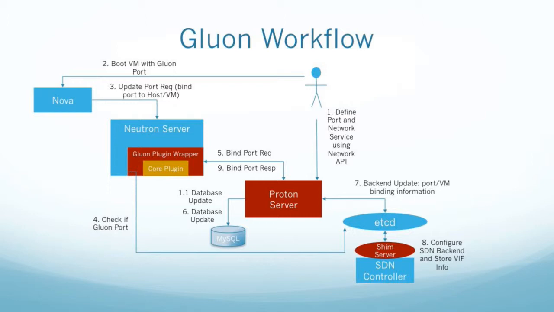And then the Proton server actually waits for that to be updated, and then it sends its response back to the Neutron server and goes back to Nova. And this synchronization is actually important because Nova needs the VIF information when it's creating the VM to actually get it plumbed properly on the hypervisor.